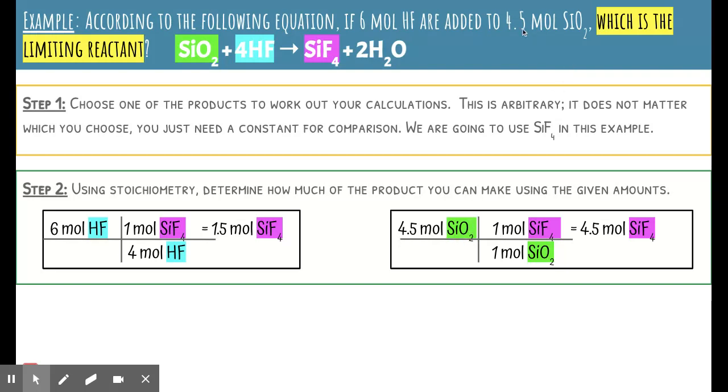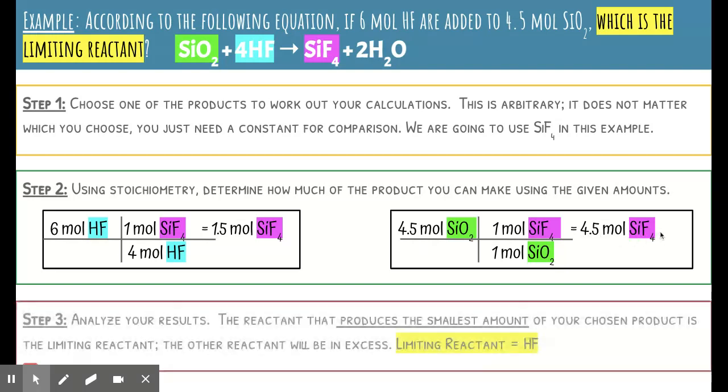Now on this side, we have to figure out how much you could produce with the silicon dioxide. I'm starting out with 4.5 moles of silicon dioxide. That's what's given to me here. I need to convert that into silicon tetrafluoride, so that, again, will be our mole ratio. Anytime you're changing from one substance into another, that's the mole ratio from your balanced equation. So we had 1 mole of silicon dioxide for every 1 mole of silicon tetrafluoride. I'm now going to do the math and figure out that I could make 4.5 moles of silicon tetrafluoride.